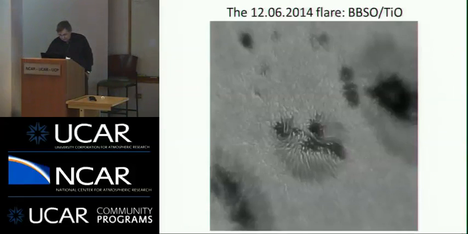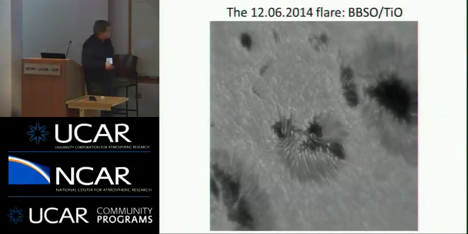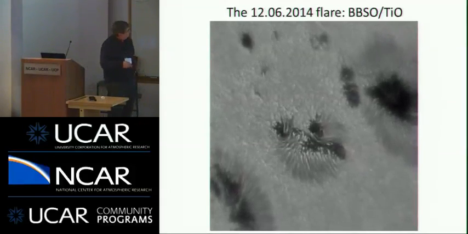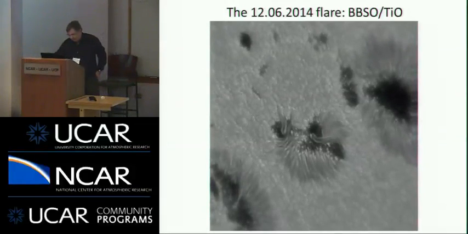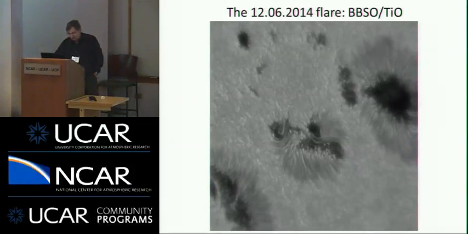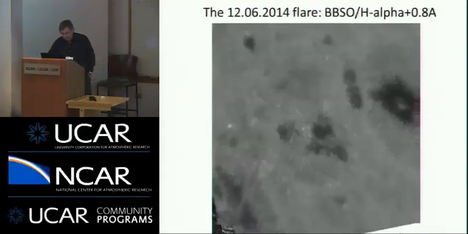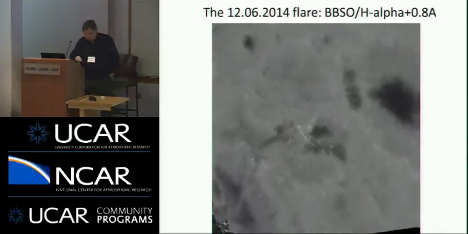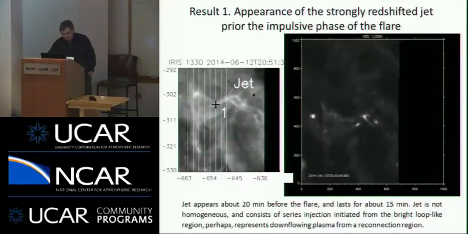And I'll show also movies from Big Bear. At Big Bear, we have very interesting dynamics around the neutral line during the flare. This is a photospheric titanium oxide line, and we also have H-alpha. This is a scan of H-alpha.